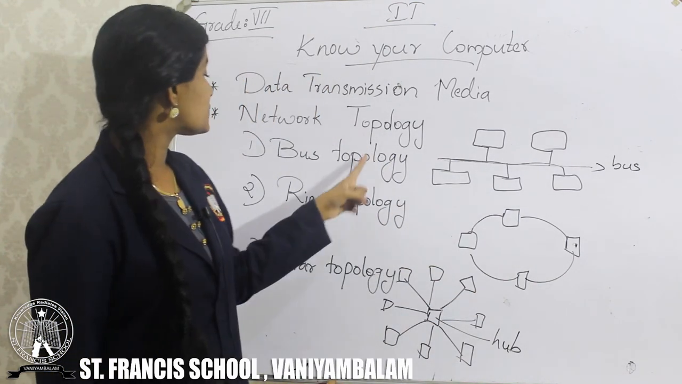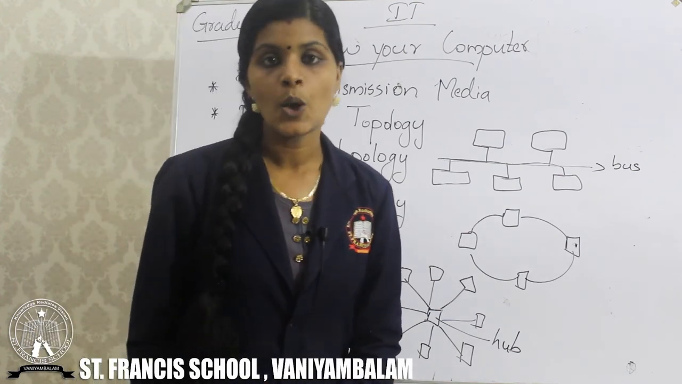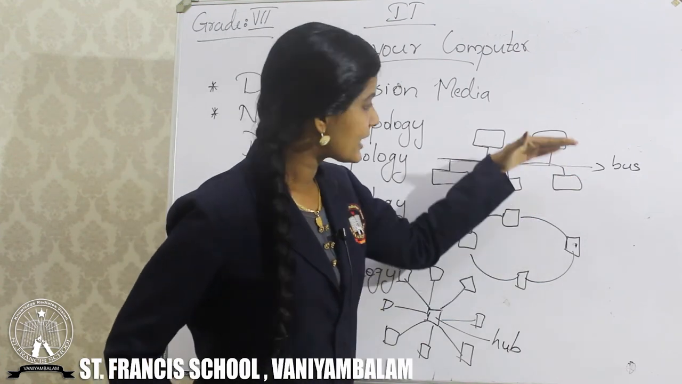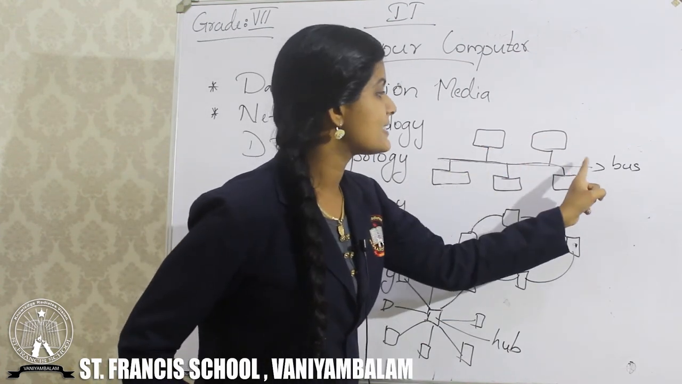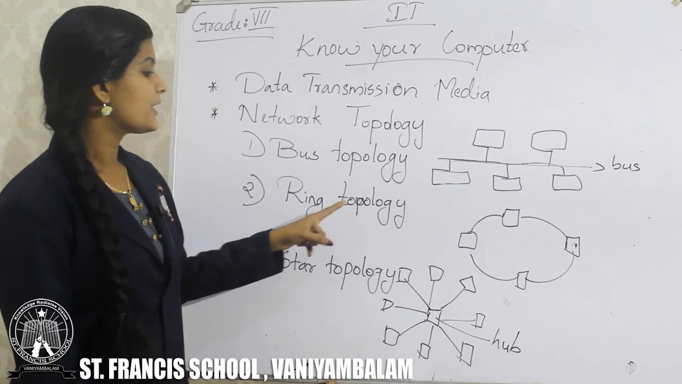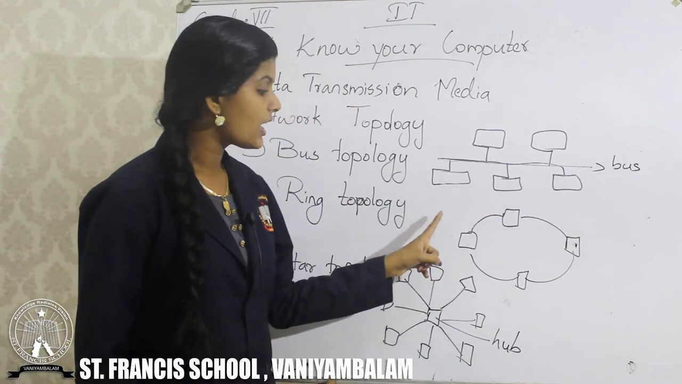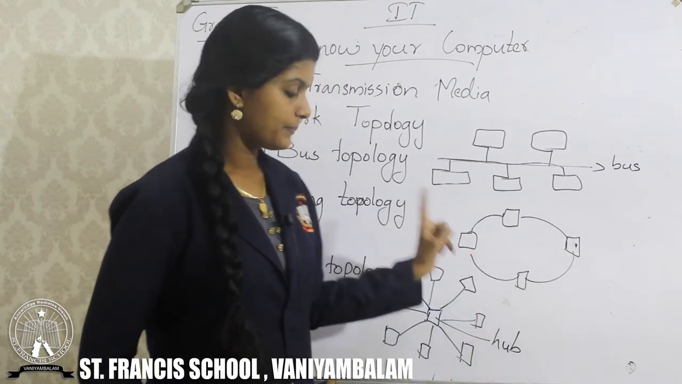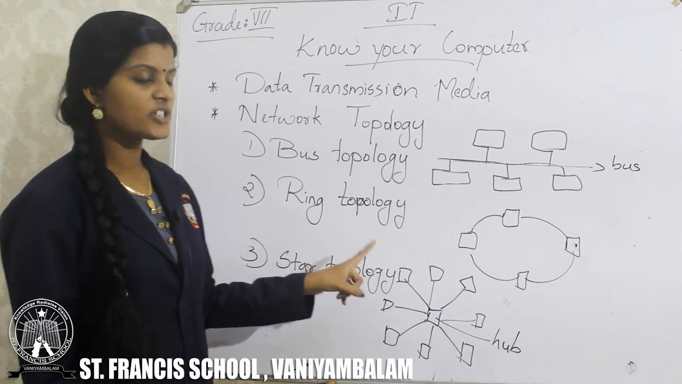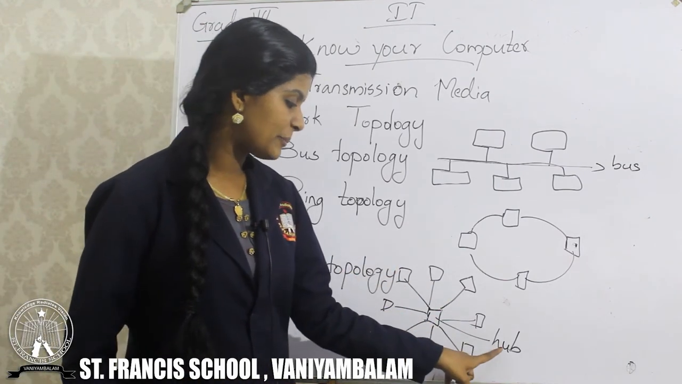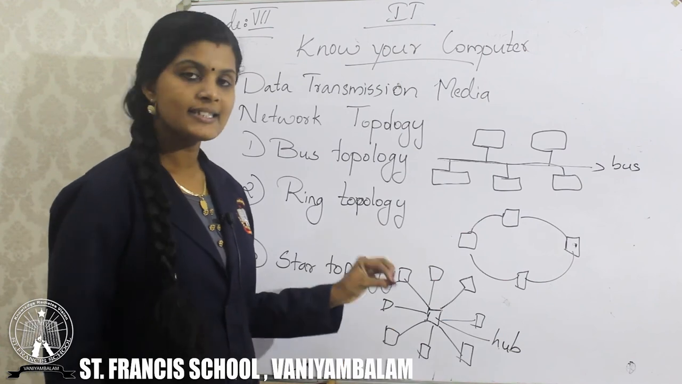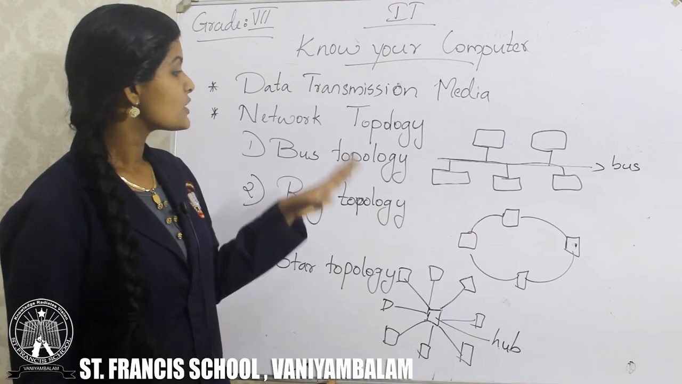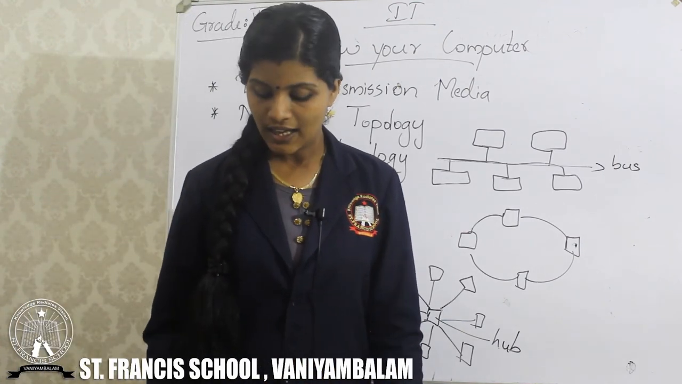So children, these are the three topologies we are using. Once again, the first one is bus topology, just like a bus. Connections are on the two sides, with a central bus. Ring topology is just like a ring; you can see each computer is connected in a ring way. The third one is star topology. Just like a star, in the center there will be a hub and all the messages are sent and received first at the hub. So these are the topologies we have discussed.